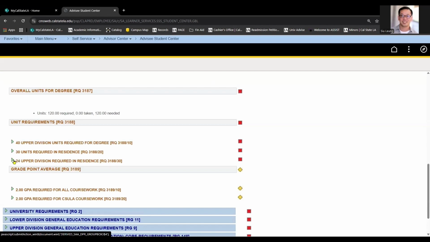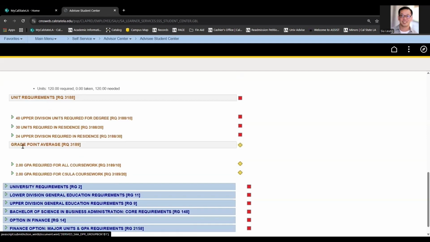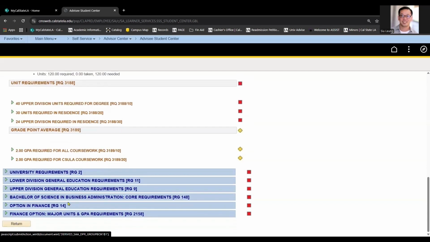And then also here, you have 24 upper division required courses in residence. And I'll talk a bit about the difference between lower division and upper division courses. I mentioned them a few times already. But I'm going to just move on. I'll come back to that. And also grade point average. Like I said earlier, you need at least a 2.0 GPA for your overall coursework. That's your overall GPA, and you need at least a 2.0 GPA for your Cal State LA coursework. And later down, we'll talk about major GPA. That one, you also need at least a 2.0 in your major to graduate.